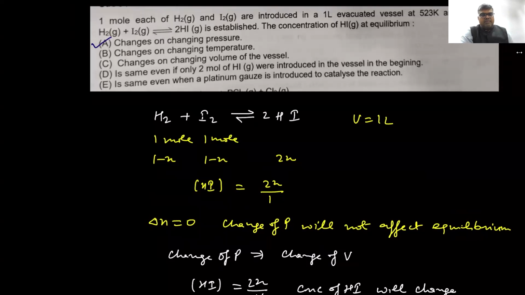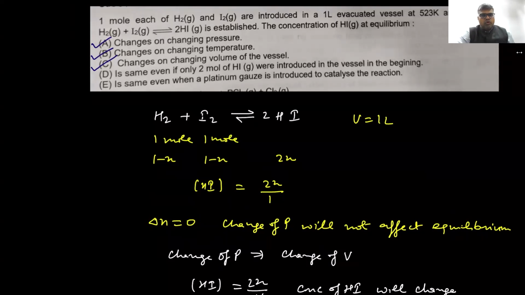Next, given changing temperature. If you change the temperature, then most certainly equilibrium constant will be affected. If equilibrium constant is affected, certainly concentration will change. In that case, any one of you can answer B is correct. Next, changing volume of the vessel. Same logic. If you change the volume of the vessel, equilibrium is again not affected because it is the case of delta n zero. But since volume has changed, the concentration will also change. So this is also an answer. Next, it is given: is it the same even if only 2 moles of HI was introduced in the vessel in the beginning?